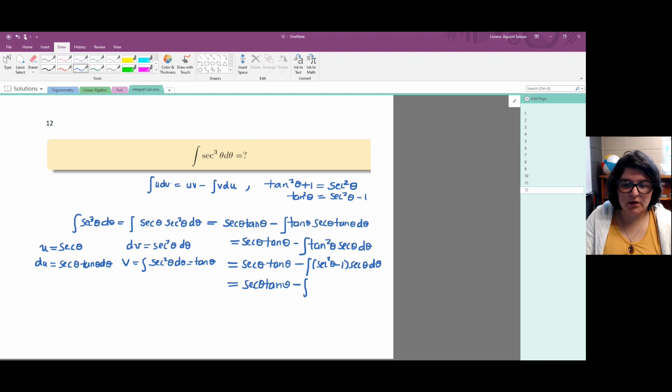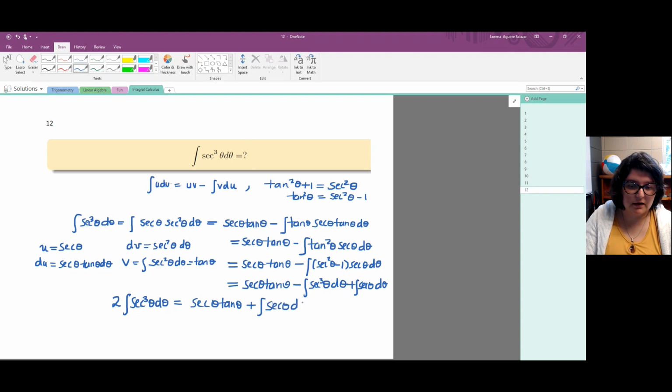Minus the integral of secant squared times secant, that's secant cubed of theta. Then minus times minus gives us plus the integral of secant of theta d theta. So the integral we're looking for is something minus that same integral plus something else. We can solve for the integral we're looking for to get that twice the integral of secant cubed of theta d theta is secant of theta times tangent of theta plus the integral of secant of theta d theta.